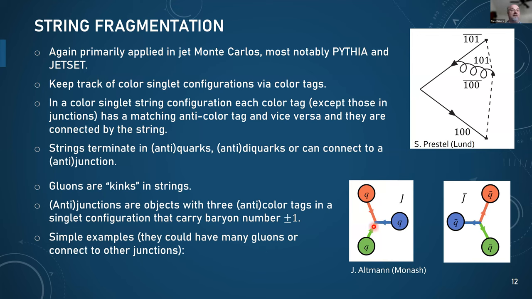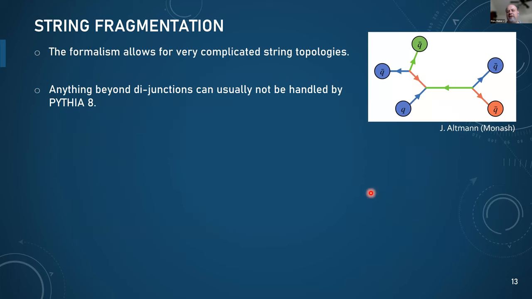By the way, these are only the simplest junction that you can think of. Each of the legs can again be a string with many gluons attached, or even other junctions attached. So you can think about a junction, anti-junction, junction, anti-junction system, okay? The color algebra is perfectly fine. In fact, to each of these legs you can add any number of gluons and it's still fine. So you can make very difficult topologies that are in principle allowed. It turns out Pythia cannot hadronize arbitrarily difficult topologies. We've tried, so I can say that.